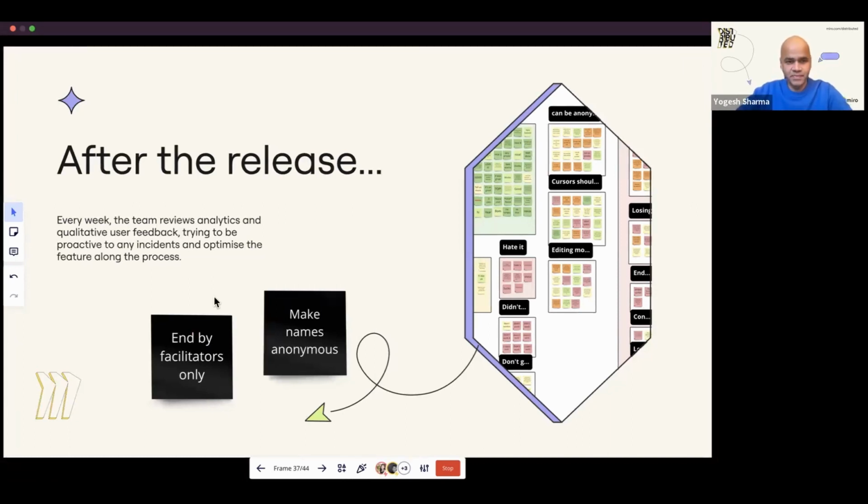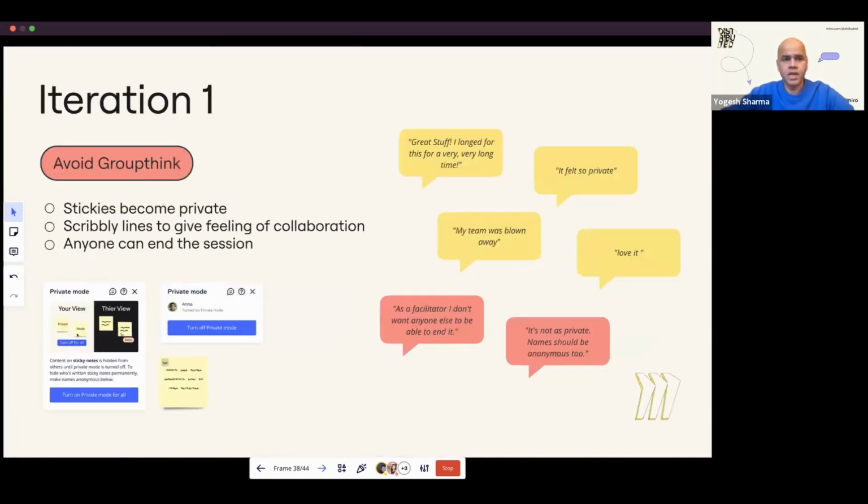Yes, thank you, Hoi. The next thing that we want to talk about is the iteration. Even though from the beginning we had the idea that we wanted to build a private mode, which would also be anonymous and have all sorts of controls, the way we planned it was in terms of iterations.